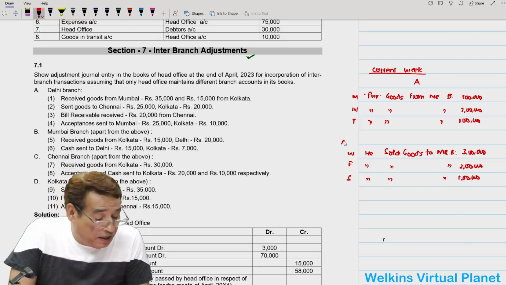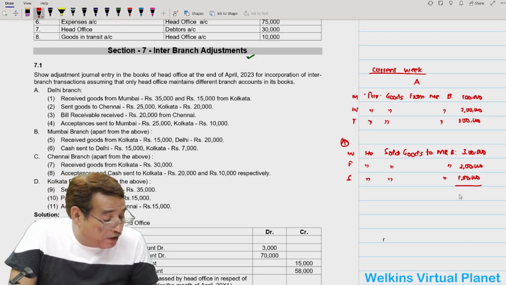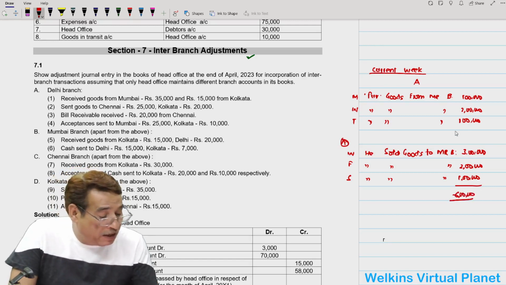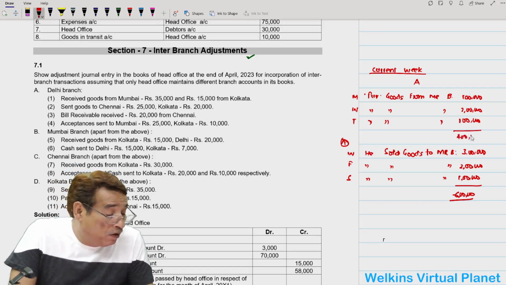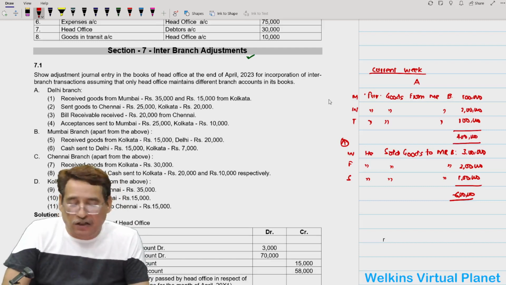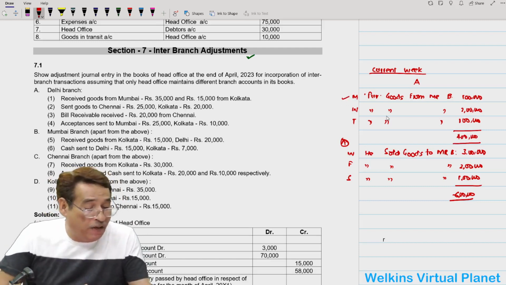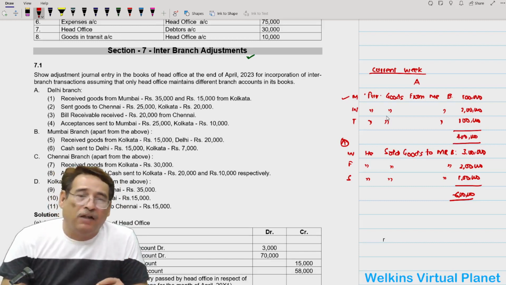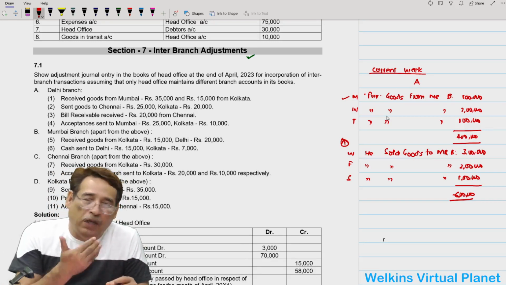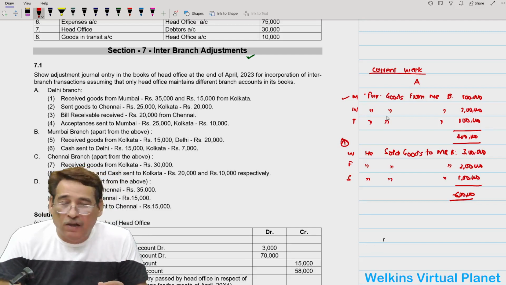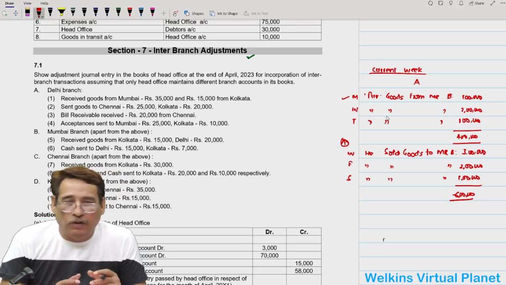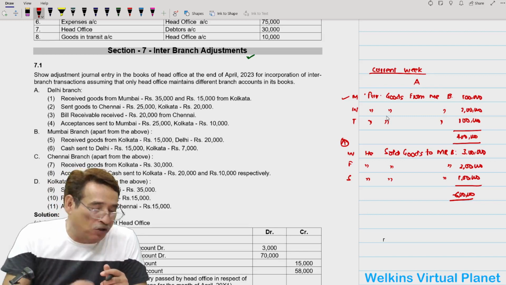Because Mr. A has sales of rupees 6 lakh, that means Mr. A is supposed to receive 6 lakh from Mr. B. But at the same time, he has some purchases from Mr. B, that is 4 lakh. So instead of settling the transaction separately, sometimes the businessmen agree that after a particular period, which could be a week, a month, or a specified period, 3 months, 4 months, correct? They mutually agree that we shall settle the transaction on net basis.